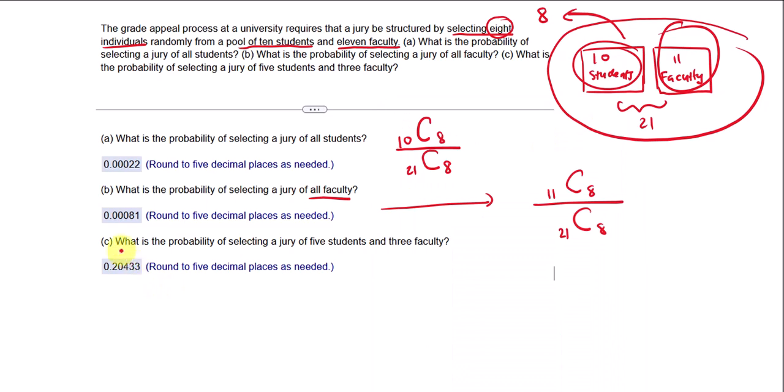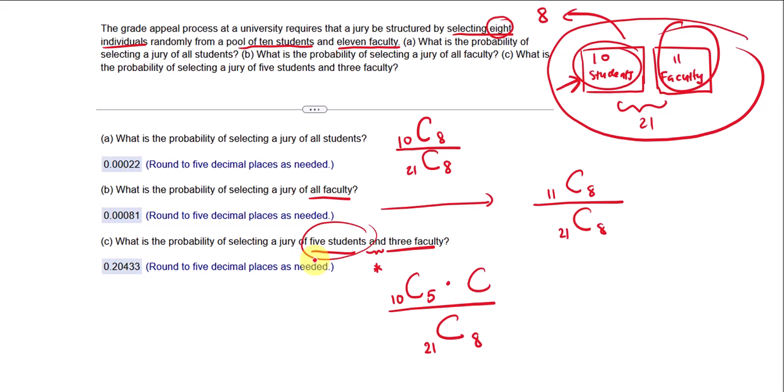And lastly, they ask you what is the probability of selecting a jury of 5 students and 3 faculty. And in this case, we mean multiplication, right? So again, we are always choosing 8 people from a group of 21 people. So this is the total combination of everything. Now we want 5 students. So I want to get 5 of them from the list of 10 students, okay? And then we multiply. And then I want the other 3 people, because the total would be 8, we have 5 of them, so now the other 3 are coming from the faculty, so that would be 11.